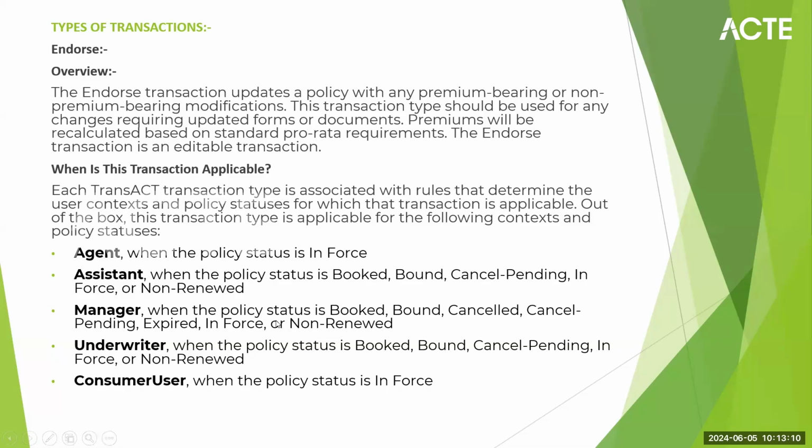When is this transaction applicable? Each transaction type is associated with the rules that determine the user context and policy status for which the transaction is applicable. Out of the box, this transaction type is applicable for the following context and policy status. Agent, when the policy status is in force. The policy should be in force and then the transaction will be applicable. Next, assistant, when the policy status is booked, bond, cancel pending, in force or non-renewed. If any of those policy statuses applies, it will be applicable.